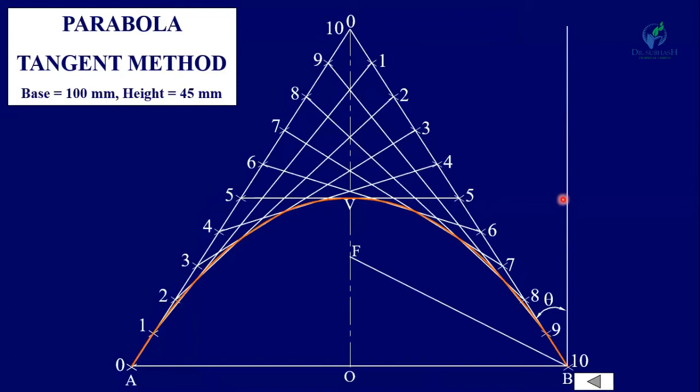The angle is theta. So to find the focus, draw a vertical line and mark this angle equal to theta. Similarly, draw a line which is inclined at theta angle with this line. The intersection point of this line with this axis is the focus of the parabola.